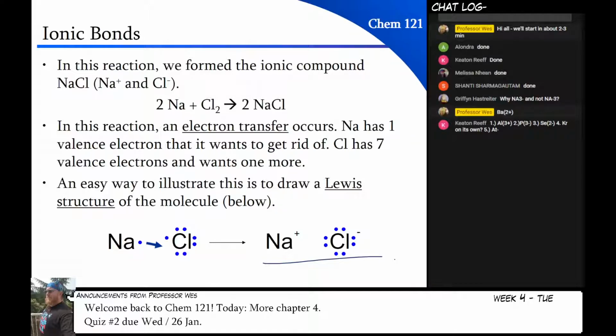Now, at the top there, in my reaction, I had to have 2 of each to balance out the equation. The only reason for this is because chlorine comes in pairs, so I would need 2 sodiums to do that. We're going to talk about balancing equations in, like, Unit 8, maybe? Maybe in Unit 6. I forget. Later on in the quarter, though.